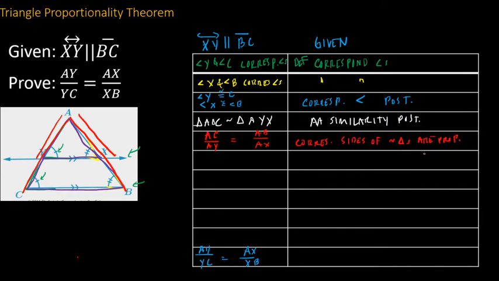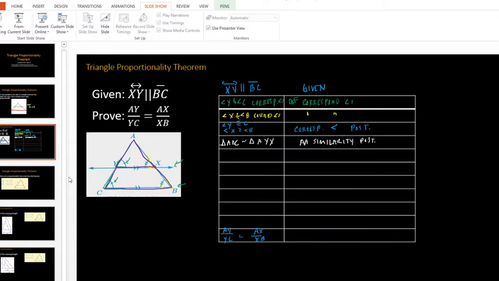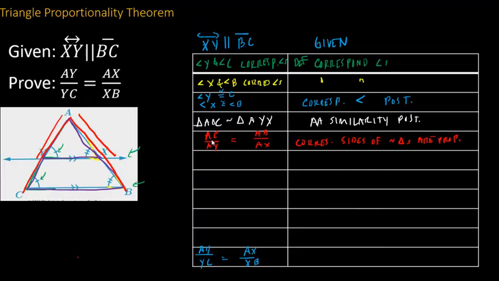And again, please write this out longhand, just to keep your notes more clear. All right, so I know that AC over AY is equal to AB over AX. Here's where it gets a little fun, and this is where the ingenuity comes into play.